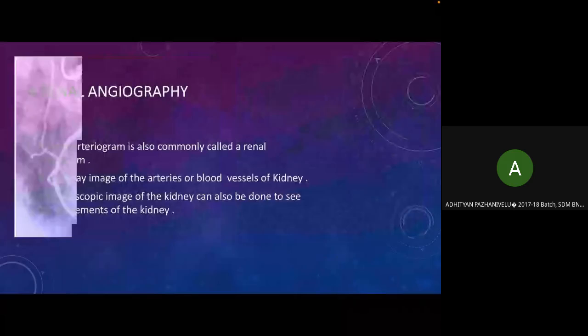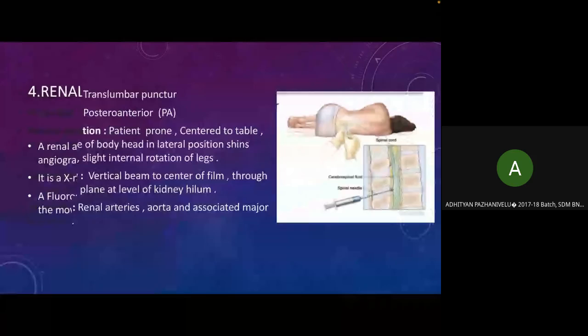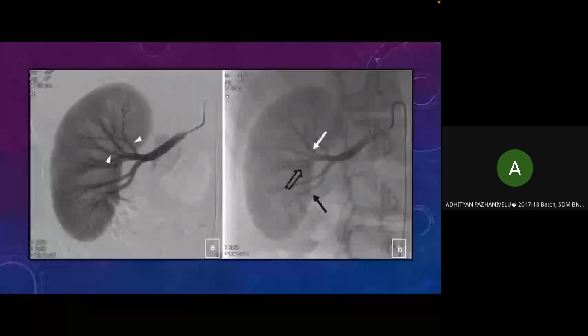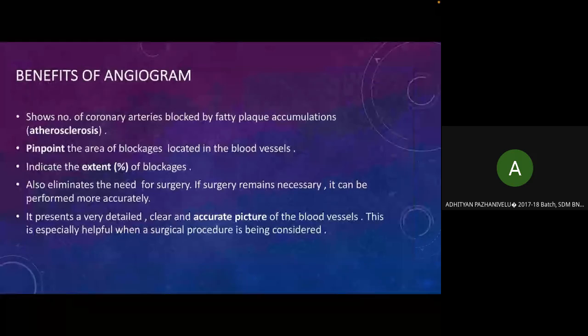Renal angiography is for kidneys. You go through the paraspinal region, and directly you can canalize the renal artery that is there. Then we get to the benefits, where we can find out where exactly the block is, if there are any blocks, or if there are any plaques that are present. Then you can see what percentage of the artery is blocked. You can also see the need for a surgery or an intervention. You can also describe which blood vessel the block is in, and hence plan your surgery.